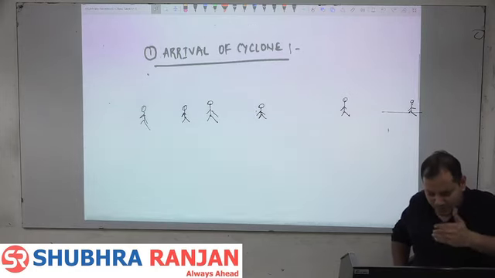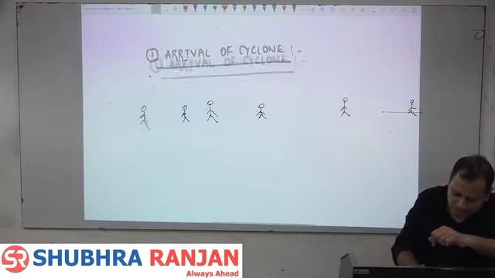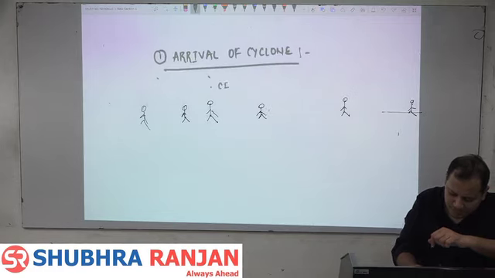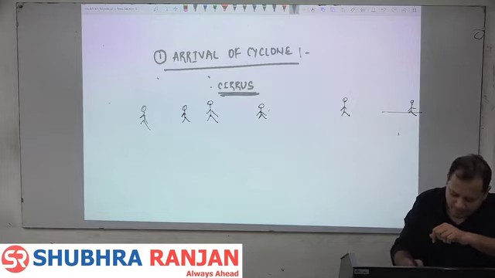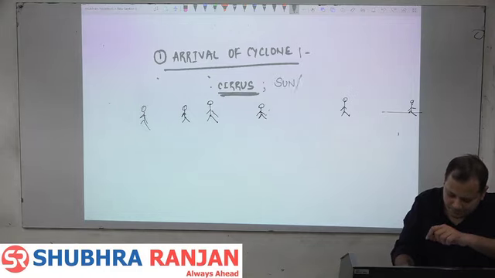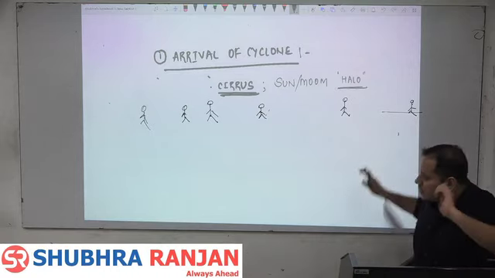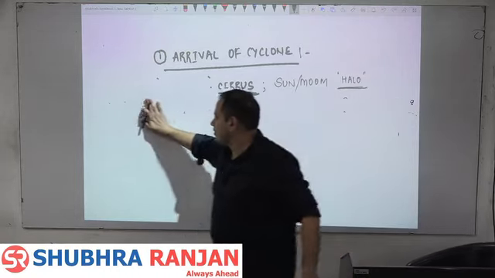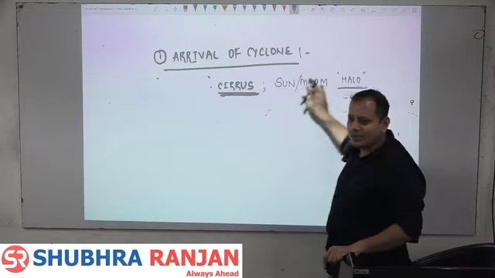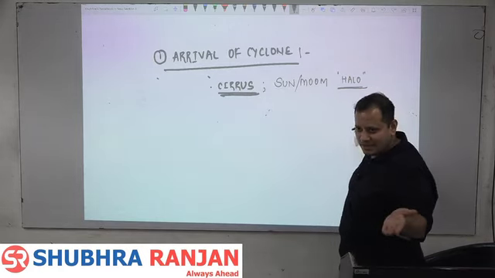Next point, meaning the same sub-points. There is a presence of cirrus clouds high up in the sky. The sun or moon is encircled by a halo. Which cloud is associated with halo? Cirrostratus. So after cirrus there is cirrostratus.